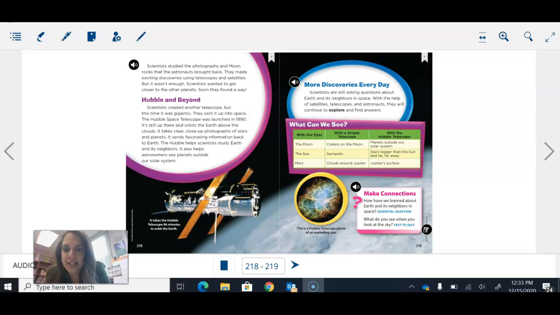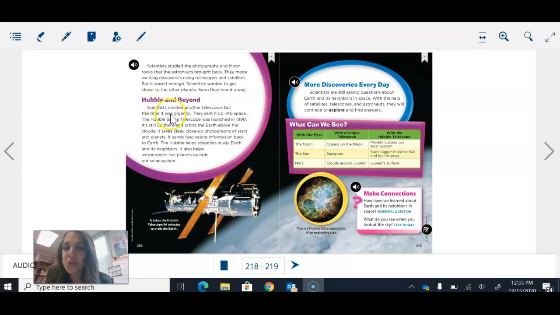Scientists created another telescope, but this time it was gigantic. This telescope must be the Hubble. They sent it up into space. The Hubble Space Telescope was launched in 1990. Well, third graders, look at that. Our heading in our nonfiction text, our expository text, gave us a clue that we're going to read about something that has to do with the Hubble.